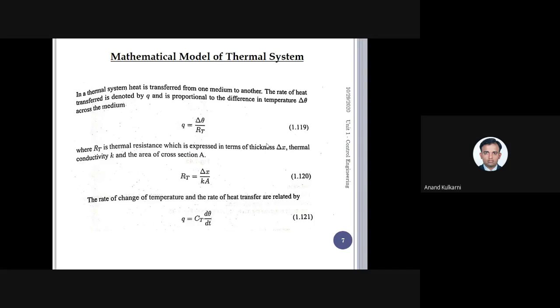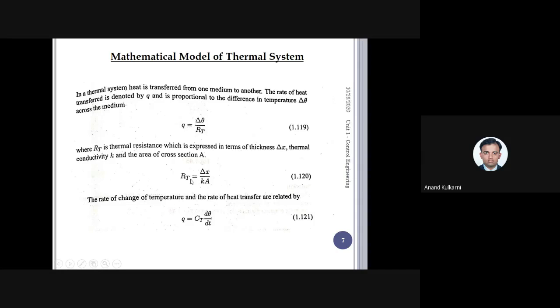In a thermal system, heat is transferred from one medium to another, as is known to us. The rate of heat transfer is denoted by Q. So what is Q? Q is the rate at which the heat is getting transferred, and it is proportional to the temperature difference across the medium. It is similar to the concepts you did in heat transfer. In heat transfer, heat is temperature difference divided by thermal resistance. I think this was there in your conduction experiment, which I did just last semester. So Q is the temperature difference divided by resistance.